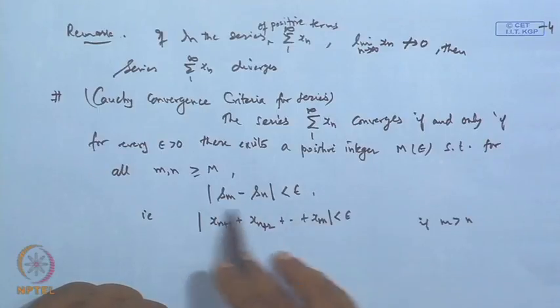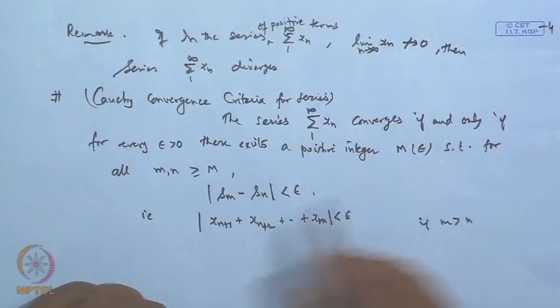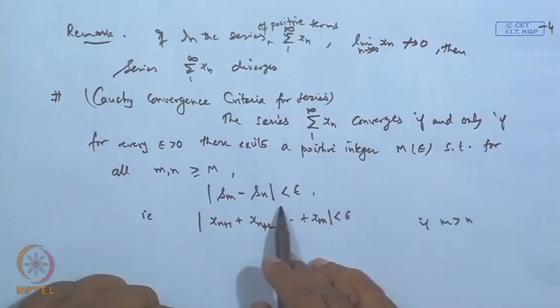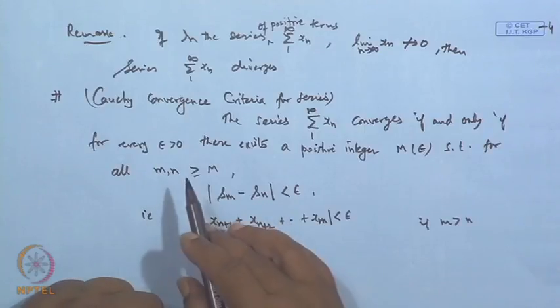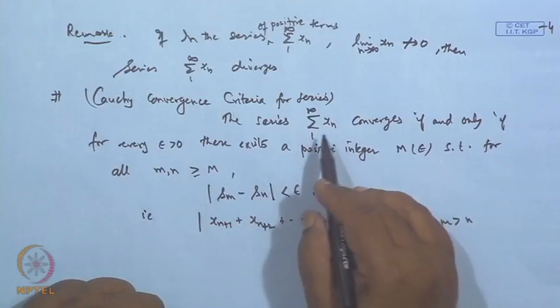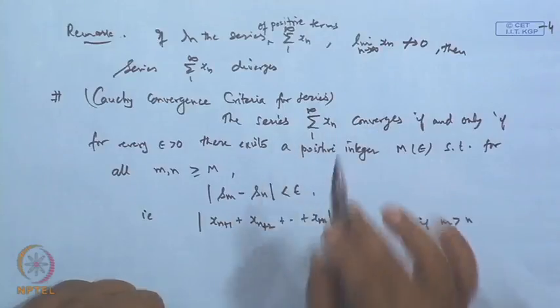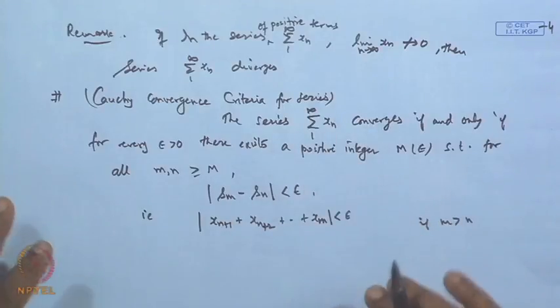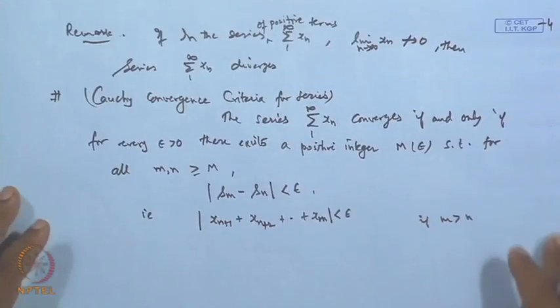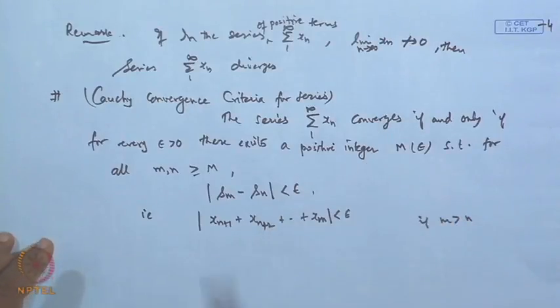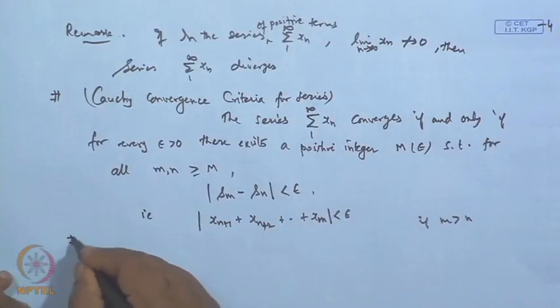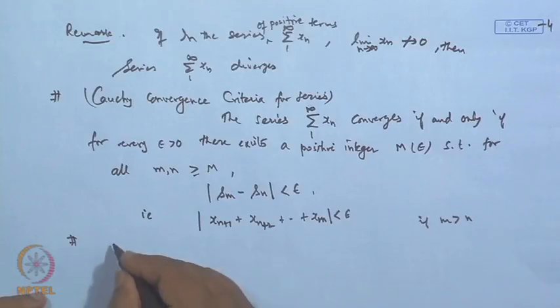So, this is nothing but the Cauchy convergence criteria. And conversely, if this is true, then the limit of the sequence S_n must exist. The limit of the sequence S_n existing means this series must be a convergent one. So, that shows the connectivity. Okay. Now, based on this, we have a very interesting result. The result is in the form of a theorem.